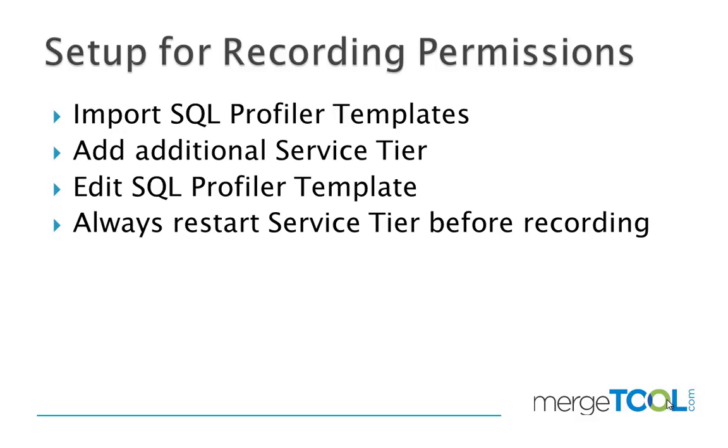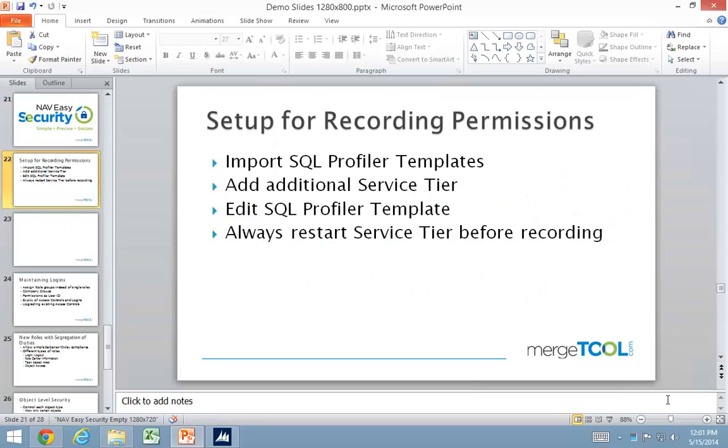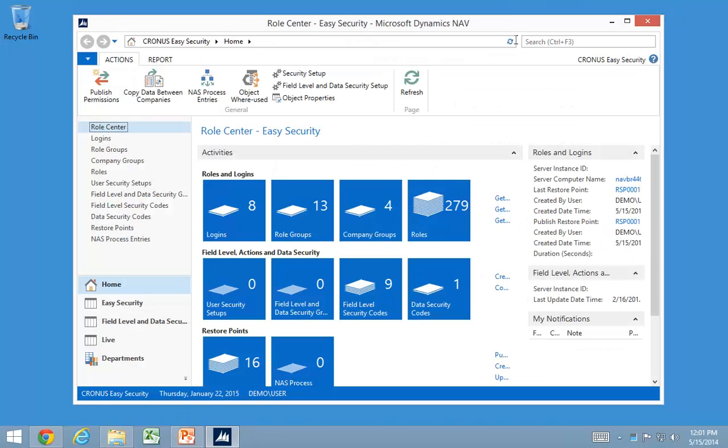You can also set up a special profiler template, so you don't really have to do any manual entry. You can just immediately go start it, and you always have to restart the service tier before you actually record if you want to get the permissions and even data security actually correct in 2013.